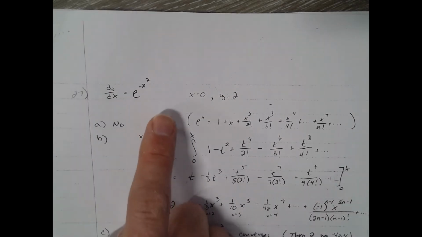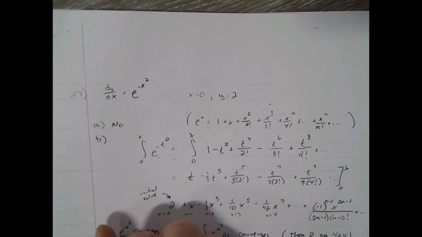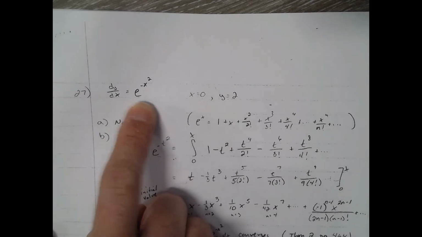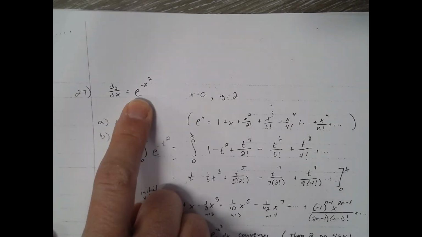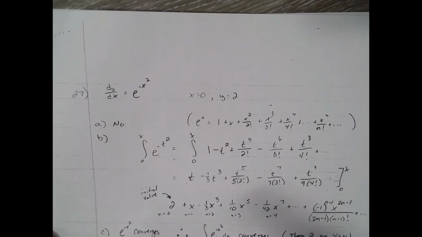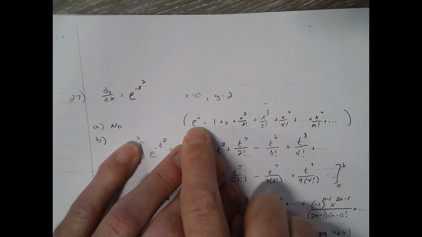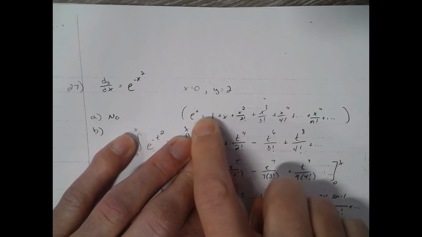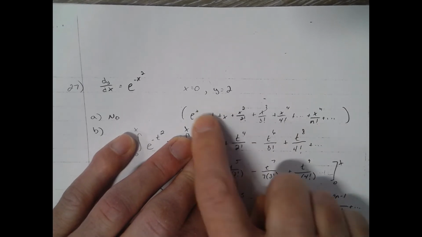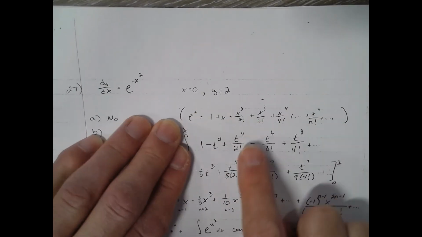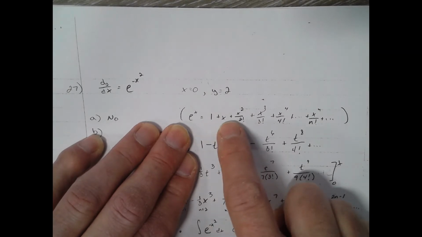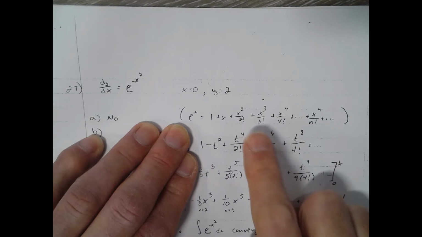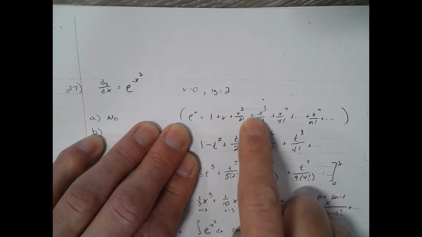Part B says, can you represent y by a power series? So dy/dx is right there, so y would be the integral of that. So e to the negative x squared. Knowing that e to the x is this series, we can plug in negative x squared into all of the x's. So you end up with 1 minus x squared plus x to the fourth over 2 factorial, and so on. So we're replacing all the x's with negative x squared.